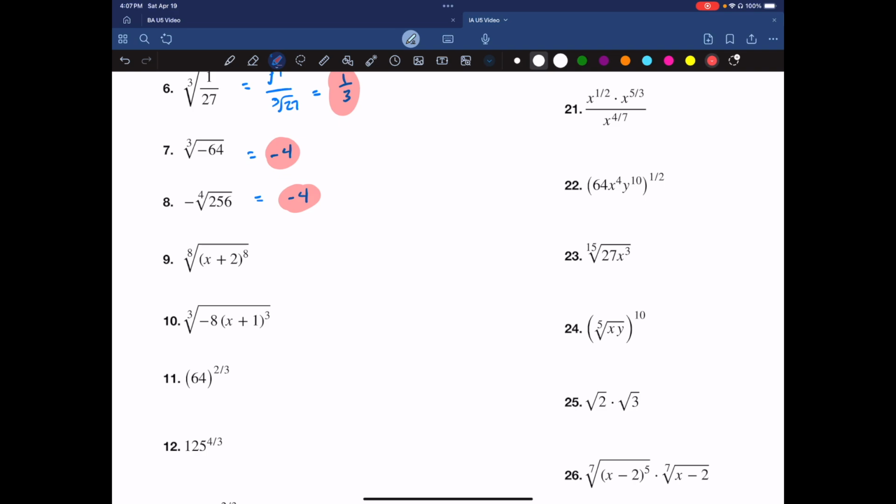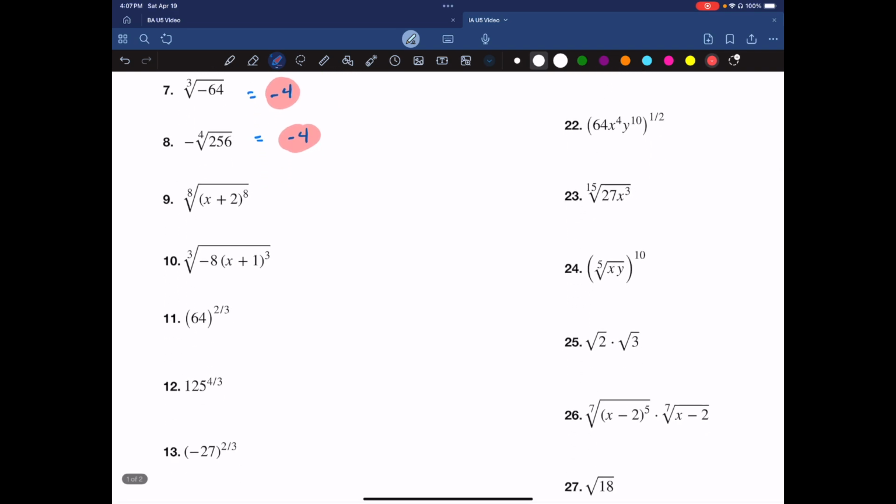Okay. On number 9, you've got the eighth root of x plus 2 to the 8th. So this acts just like 2 and 3. The eighth root, the even root, is going to take care of the eighth power. But the eighth power also makes everything positive. So this is going to be the absolute value of x plus 2.